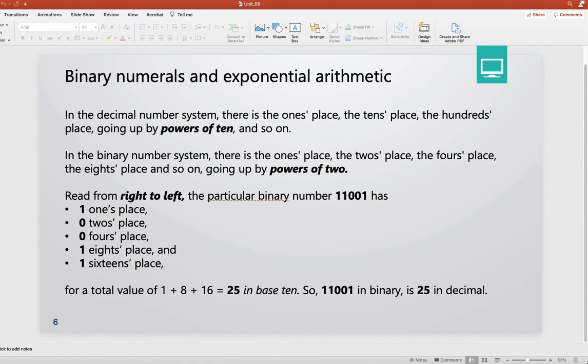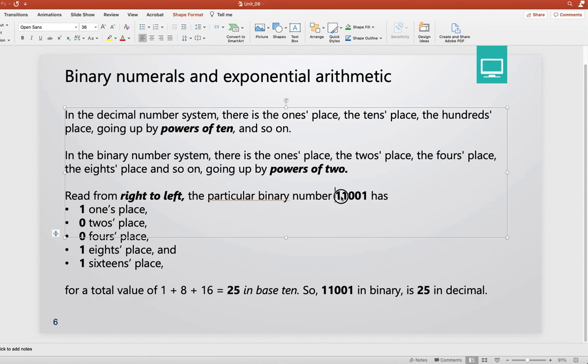And how do we convert a binary number to a decimal number? In the decimal number system, there is the ones place, the tens place, and the hundreds place, going up by powers of 10 and so on. In the binary number system, there is the ones place, the twos place, the fourth place, the eighth place and so on, going up by powers of 2. So read from right to left if you have a binary number like this. You can see in the 1st place there is 1, in the 2nd place there's 0, and you can see in the 8th place there is 1, and in the 15th place there is 1.